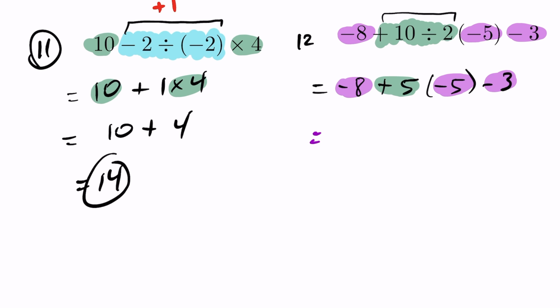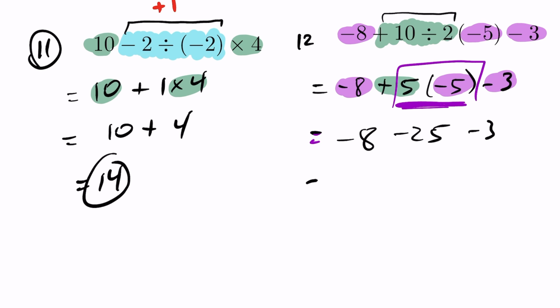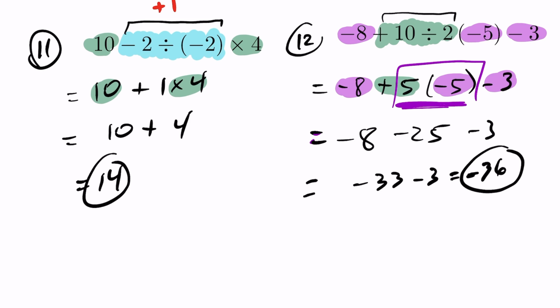So now here, continuing on, I've got multiplication right here. You can see there are 2 being multiplied together. So it's going to be negative 8 minus 25 minus 3, in which case here I end up getting negative 33 minus 3 is negative 36. And that's the answer for number 12.